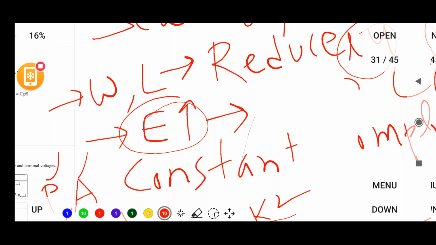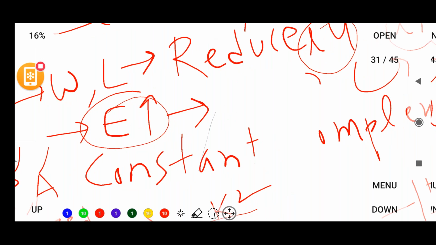Your W and L values are reduced, and in this case your electric field is increased. But how to control this electric field? How to keep it constant? What is the way, what is the solution? How to maintain our electric field so that it does not change, if my W and L values are changed? What is the concept? It is a simple method.